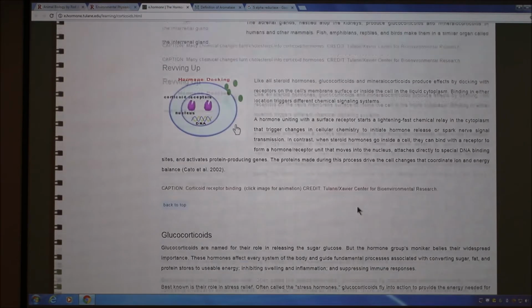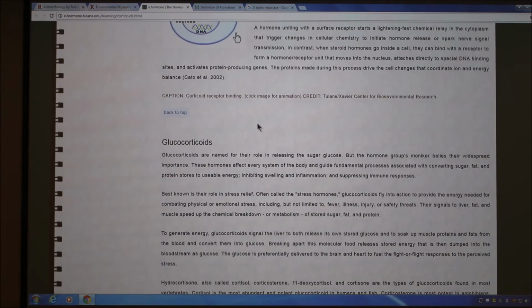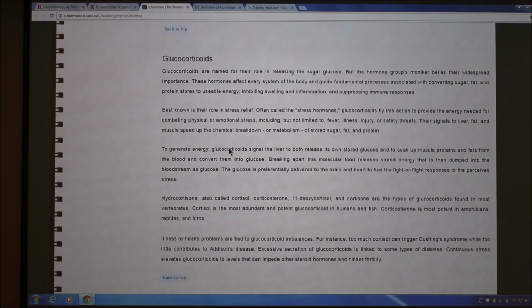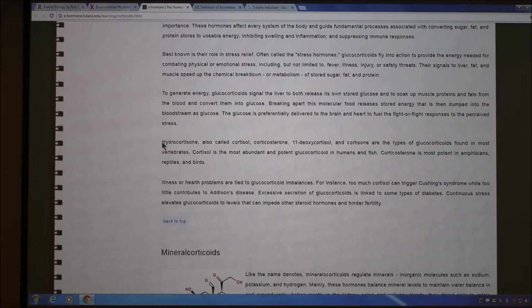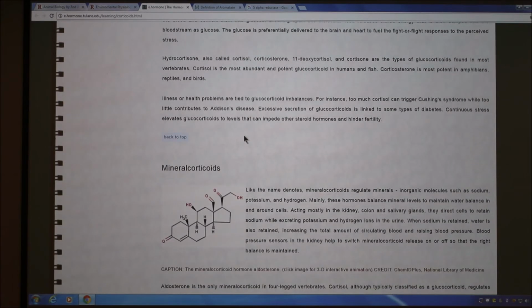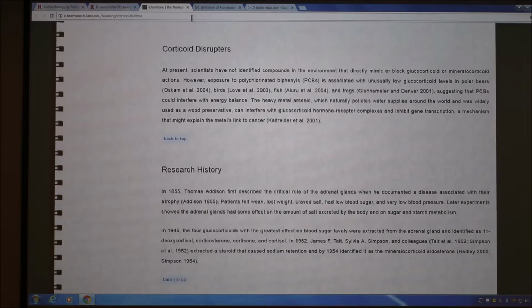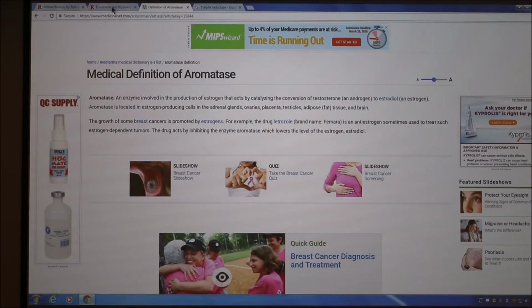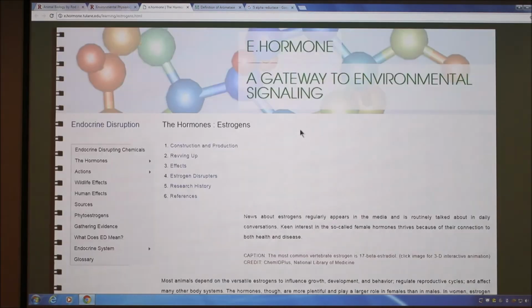So anyway, they go through corticoids. Most of them are called glucocorticoids. Okay? And then they name some. Here's maybe the most famous corticoid, cortisol. A common stress hormone, right? But there are other corticoids. Anyway, you can read that, some little history, and then estrogens.